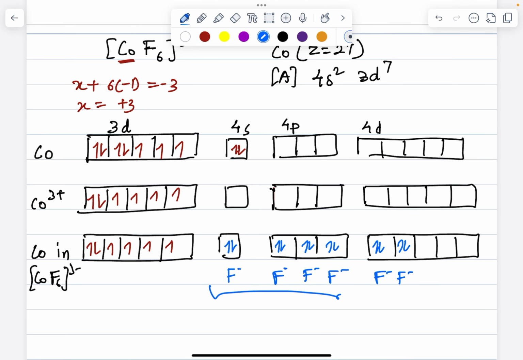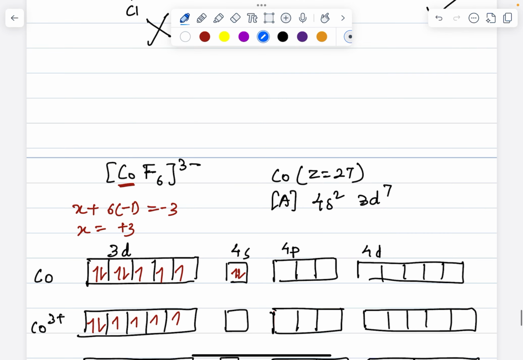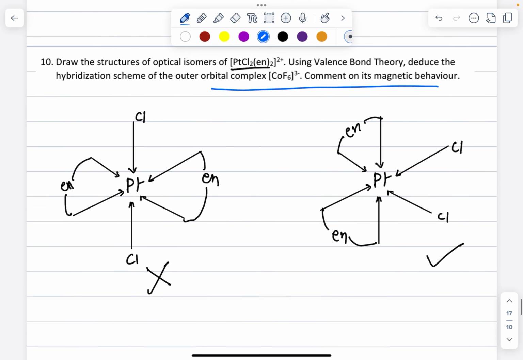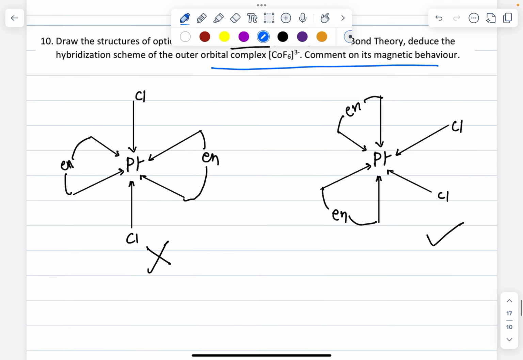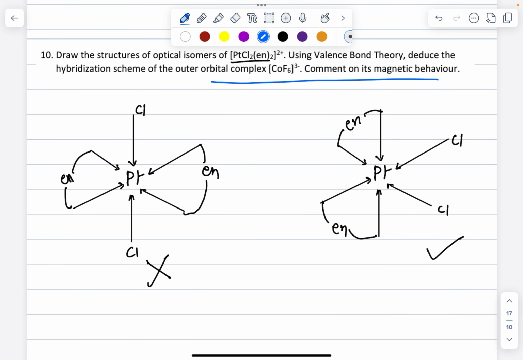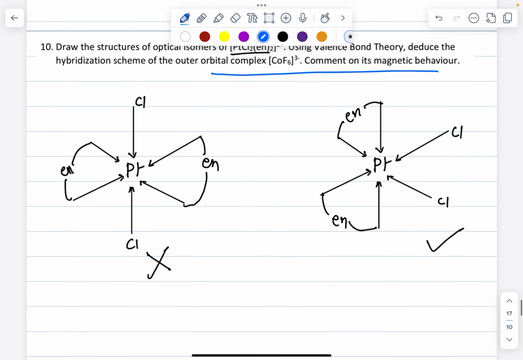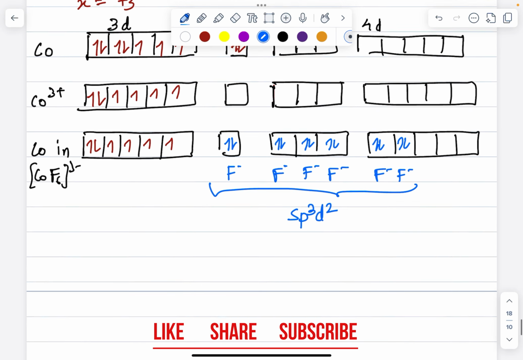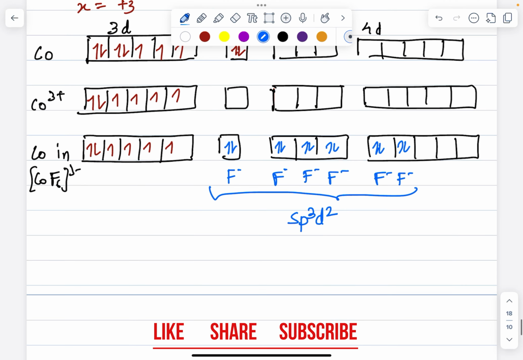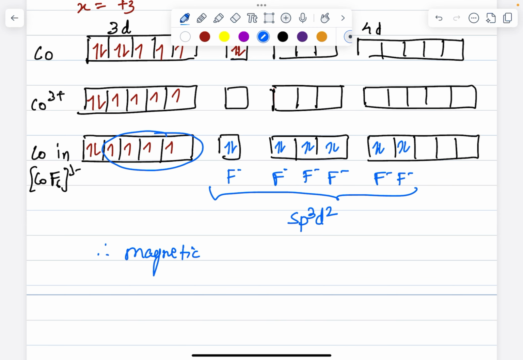So what is the hybridization? Hybridization is sp3d2. It is an outer orbital complex, sp3d2. Now the magnetic behavior: there are so many unpaired electrons over here. Therefore, the magnetic behavior is paramagnetic.